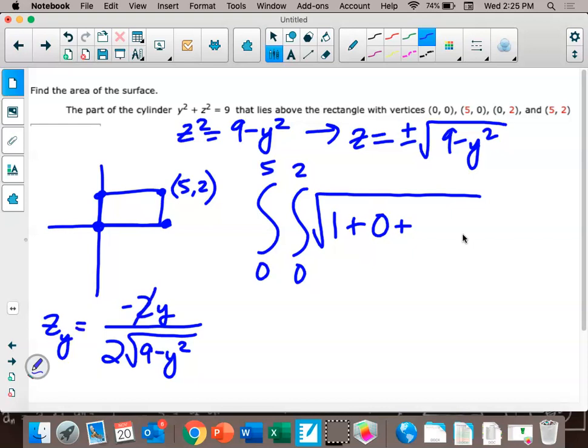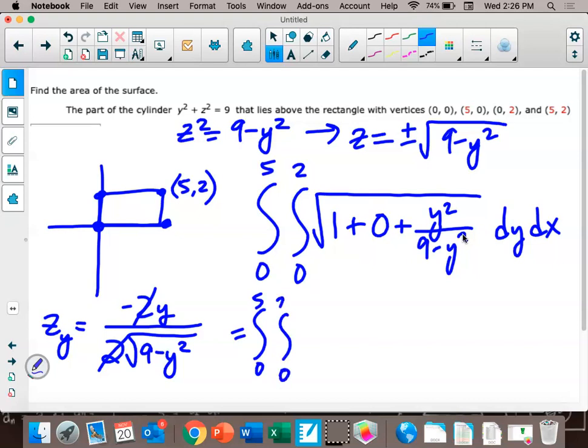Now we're looking at, okay, so I end up with y squared over 9 minus y squared dy dx. Is that what you got? Yay. So if I find an LCD, I get 9 minus y squared plus y squared. So I end up with just 9 on top over 9 minus y squared on the bottom.